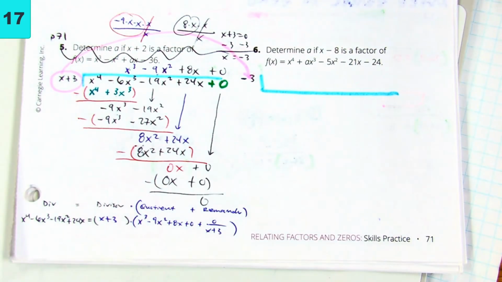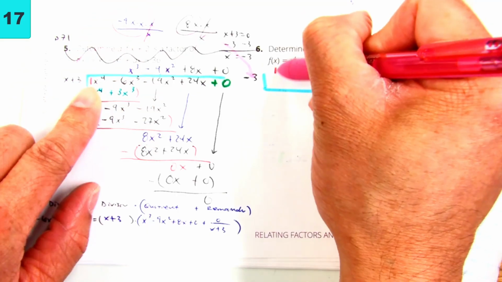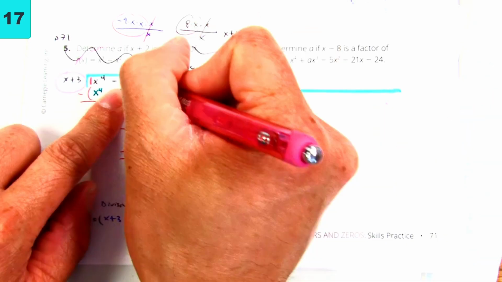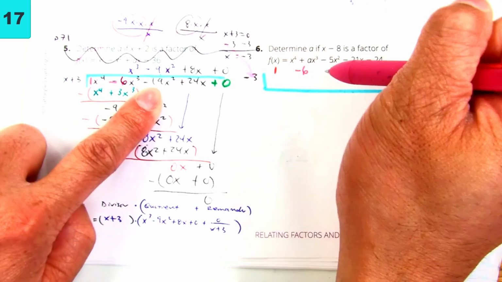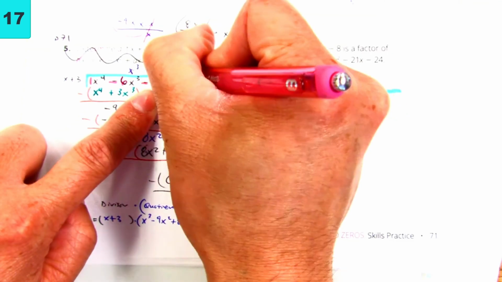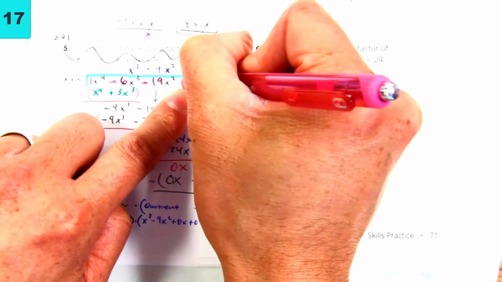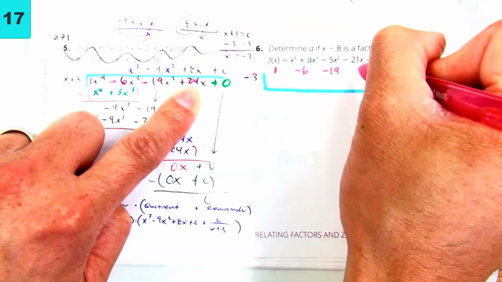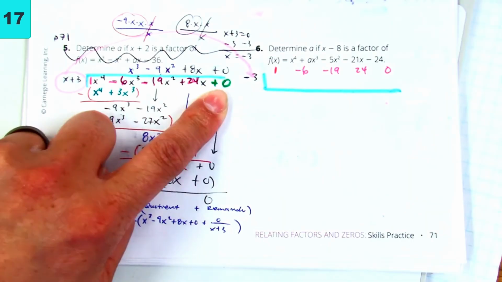Step number 2, you're going to look at the coefficients. Everyone say coefficients. The coefficients are the numbers in front. So I have a 1. I'm going to put a 1. Negative 6. I'm going to put negative 6. Negative 19. 24. And then my placeholder, 0. That was step number 2, the coefficients.